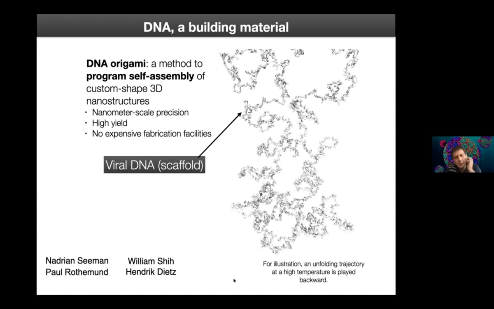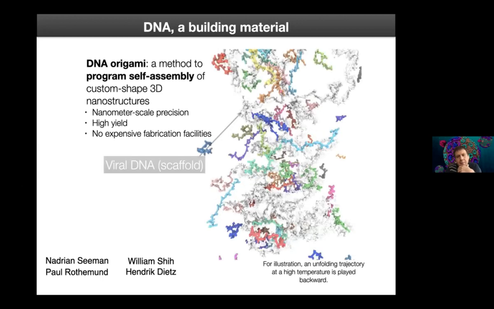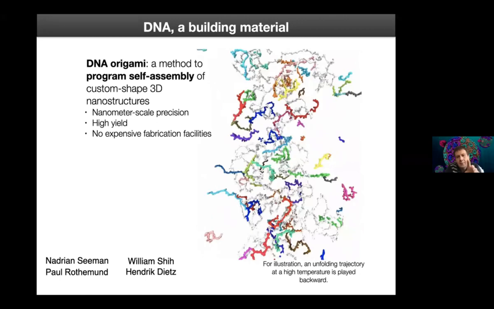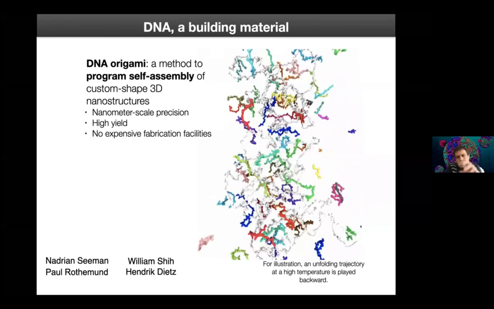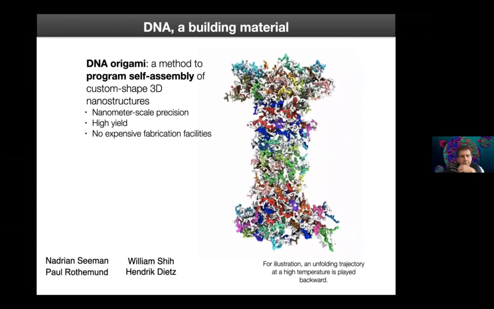With origamis, which you are probably all familiar with, the idea is that we can make anything out of DNA, and that's something that Paul Rothemund came up with. You have a viral genome, you add staple strands, and you add enough of them so that every part of the DNA is covered. Then experimentally, you heat it up, and then you cool it down, and it will self-assemble into whatever you program it to be.